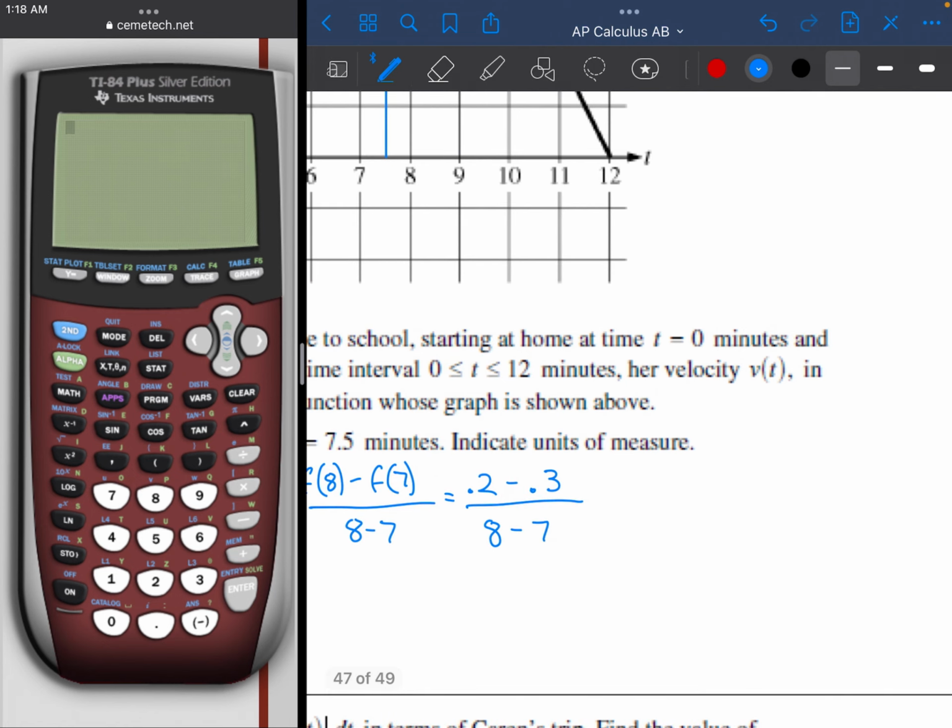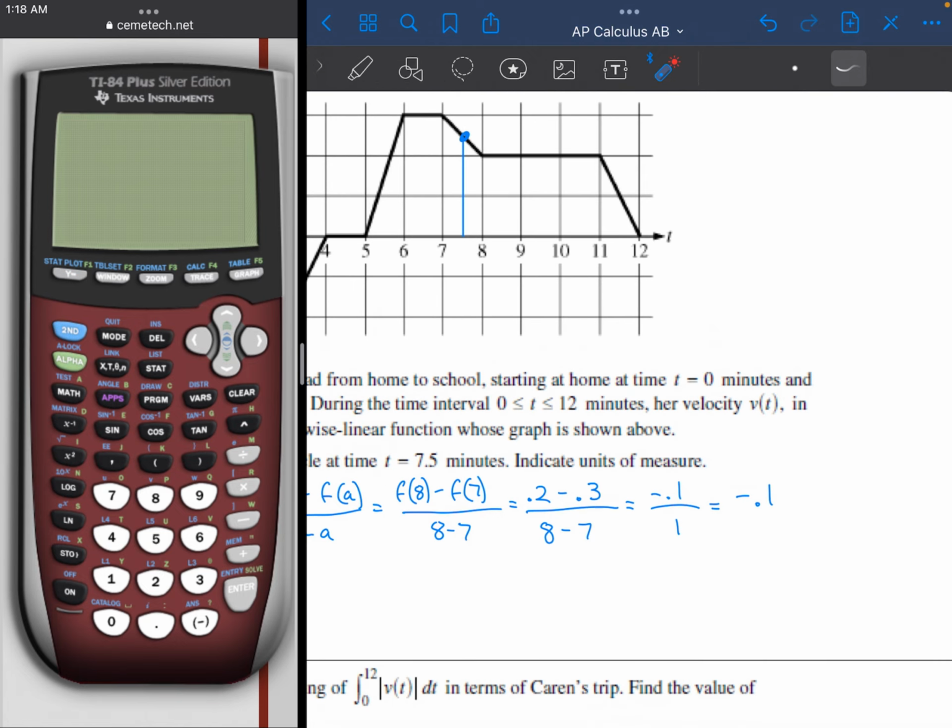All right, so I'm going to get a negative 0.1 in the top, and I'm going to get 1 in the bottom. So that's just a negative 0.1. And it does say to indicate your units of measure down here. So make sure we have the right units.